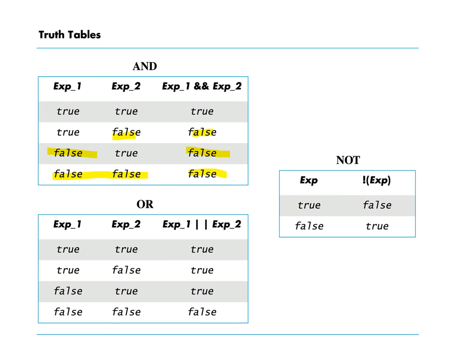For or, if either one is true, then it will be true. So true, true, of course, is true. True, false will still be true. False, true will still be true. But false and false will become false. But for not, true will become false, and false will become true.